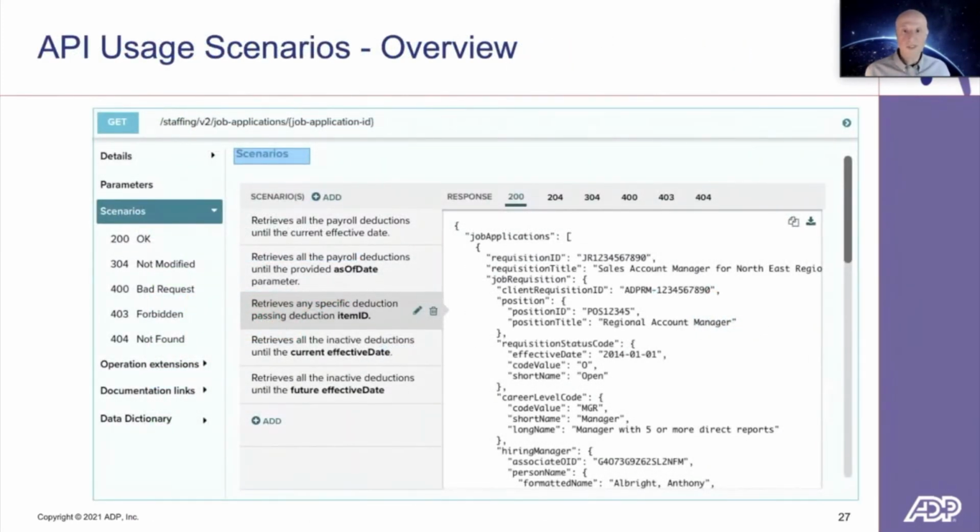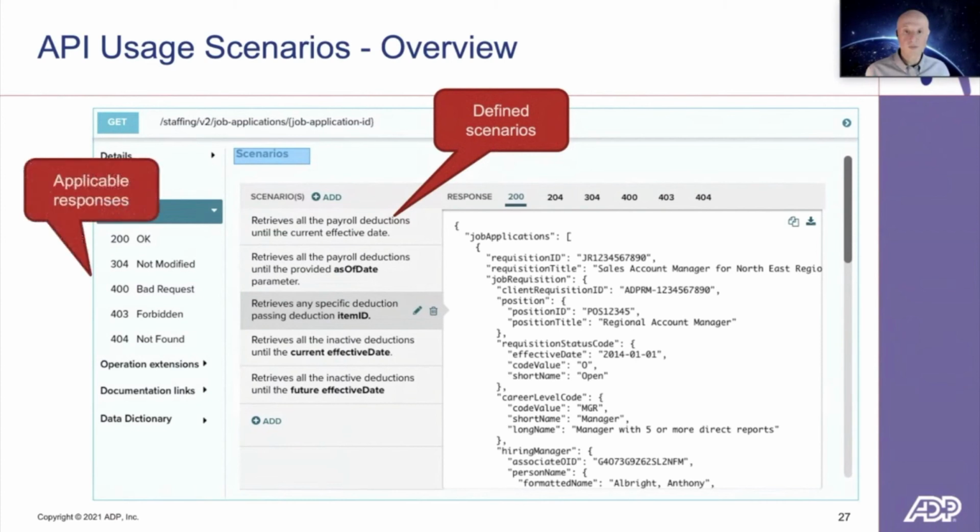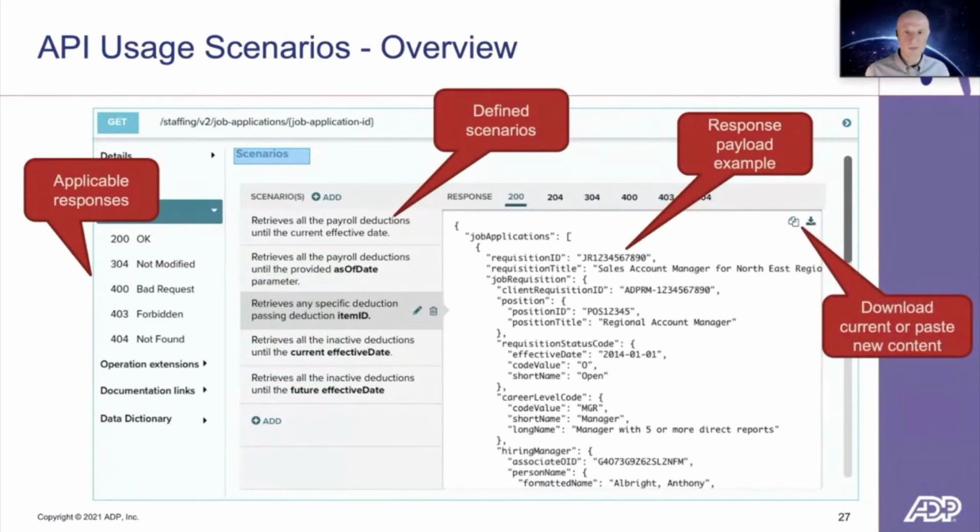This screen offers a scenario overview that allows for viewing, editing, and also creating new scenarios. The middle pane lists the scenarios that are currently defined. The list of supported responses is presented on the left side, and the applicable response payload example is shown here. As I mentioned before, here's an option to paste the content from the external source or download a particular example.